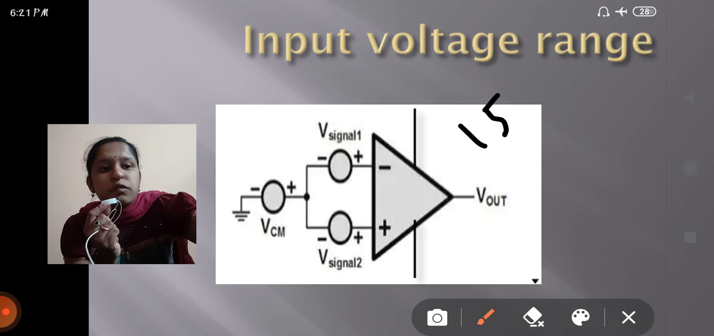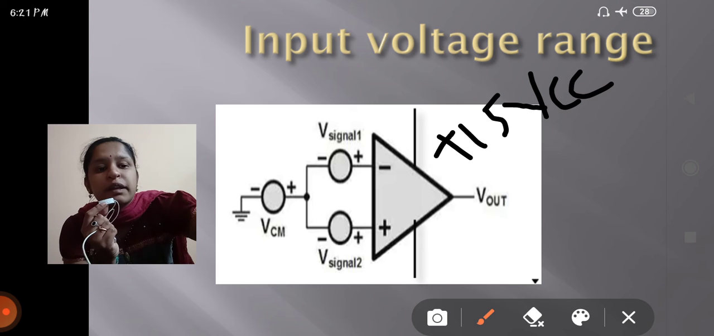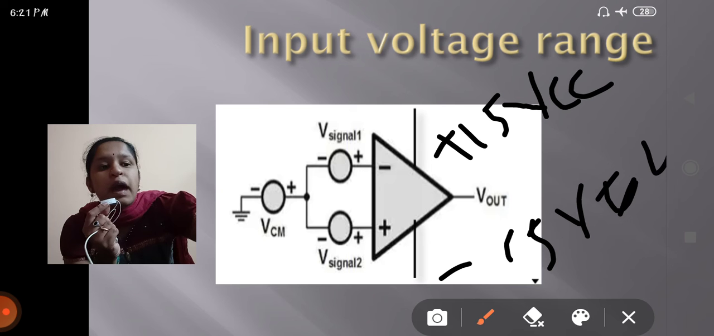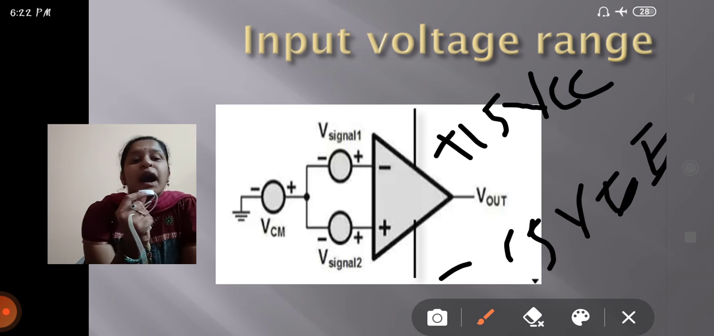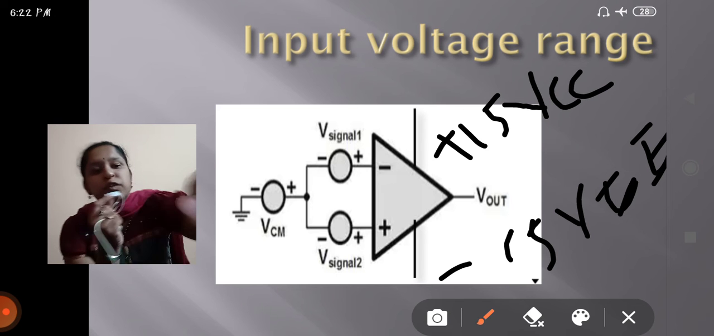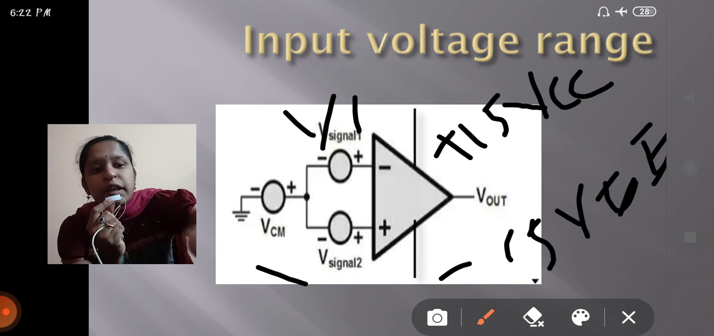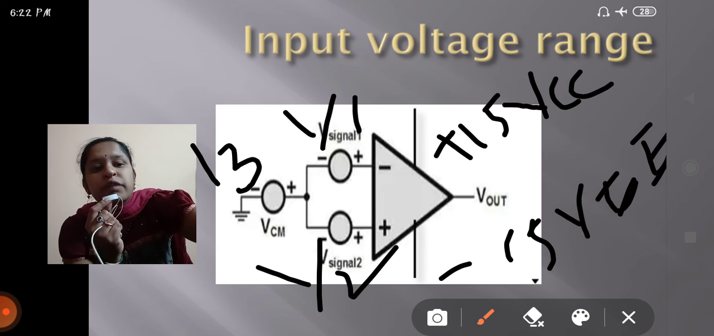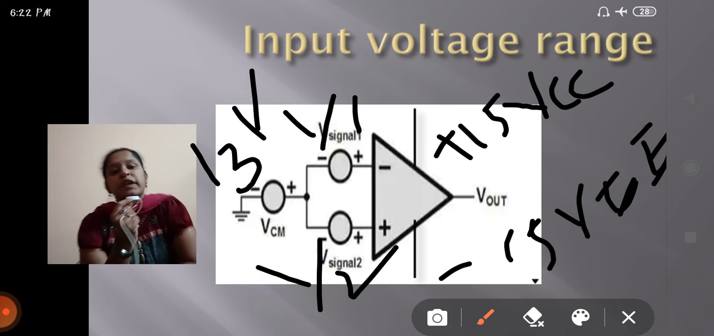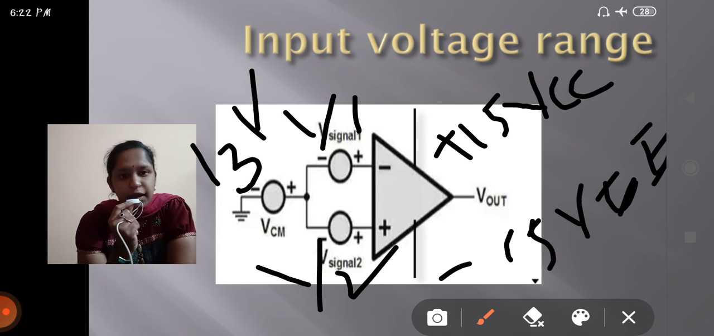This is a plus 15 volt VCC and minus 15 volt VEE. I'm going to call this V1 and this V2. I'm going to take V1 and V2 and join them here. I'm going to give 13 volt as the input voltage.